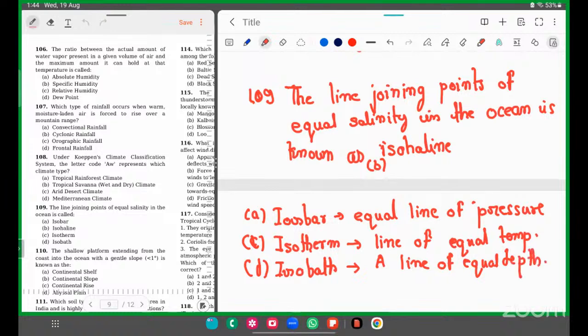So if you see all the options, the answer is given in the word itself. For example, wherever we use bar, it means pressure. Haline means salinity. Of course, it is written equal salinity, so it will be related to isohaline. So the answer will be B. Therm means temperature, so this will not be there, and bath means depth. So the other three will not be there, and isohaline will be the answer.